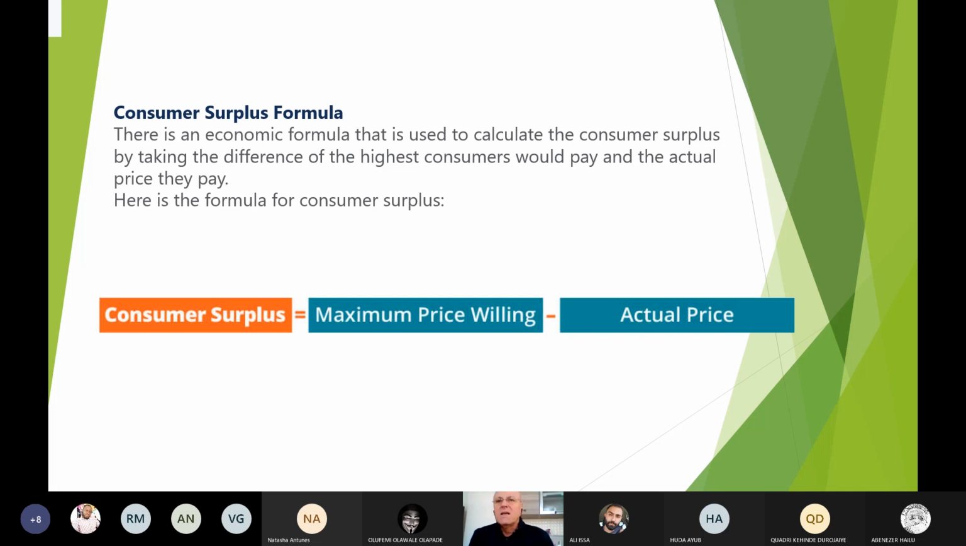Therefore, this is of course the triangle that we are talking about, which we are going to calculate with the triangle formula: height multiplied by base divided by 2. Then you will get this either with the triangle formula, or you can calculate the consumer surplus as the maximum price willing, excluded from the actual price, multiplied by the quantity sold, which gives you the amount of money given to the consumer surplus.